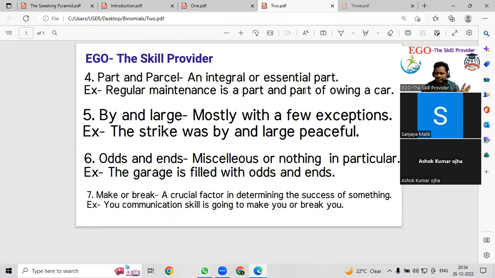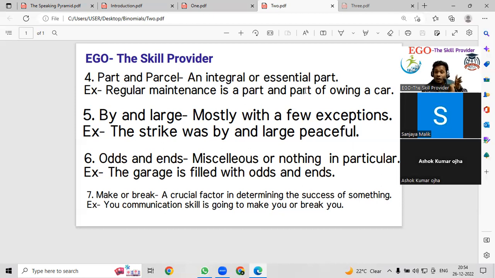There should be exceptions in everything. If you ask me, sir, you have an exam tomorrow, have you studied everything? Almost, you say. Almost, I am not saying I have studied 100%, almost. You can say approximately, mostly, so you can use a very good binomial called by and large. Look, the strike was by and large. If I ask you, have you studied everything? By and large, spoken English, my friends. So you can speak like this. If I ask you guys, have you already completed the task that I have given you? Yes sir, by and large. Oh, that is the beauty of spoken English.